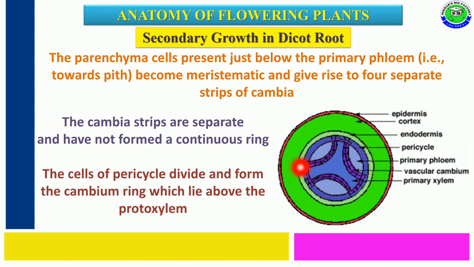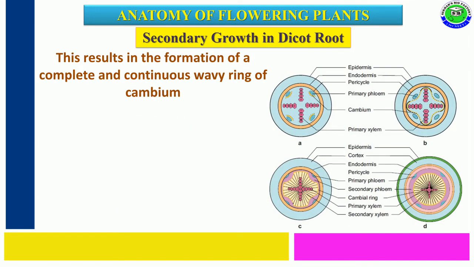The cells of the pericycle, present just above the protoxylem, divide and form a cambium. Due to fusion of the phloem cambium strips and the cambium below the protoxylem, a complete and continuous ring forms. This results in a wavy cambium ring. Just below the phloem, cambium develops; after that, cambium develops below the protoxylem. Both are fused to form a continuous ring, present in the form of a wave.